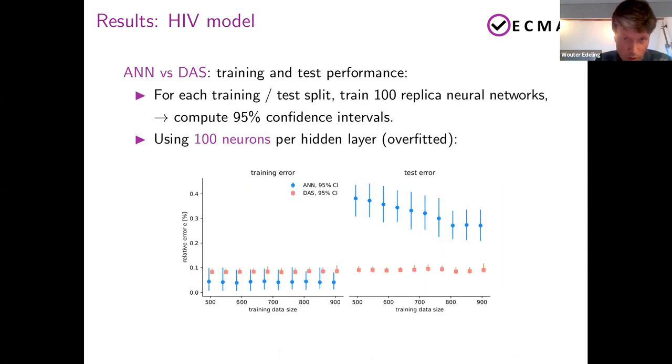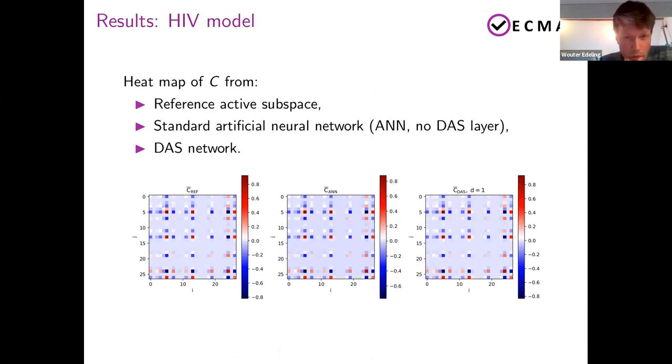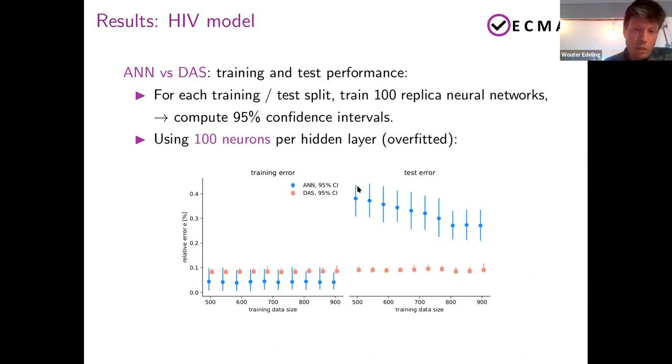And I'll skip this. Now maybe I'll talk about this briefly still. So this is the heat map of this matrix for the reference case, the deep active subspace, but also for a standard neural network. I don't have to apply this dimension reduction. I could do the same thing for a standard neural network. But then you can ask yourself, so what's the point of having this active subspace layer to begin with?